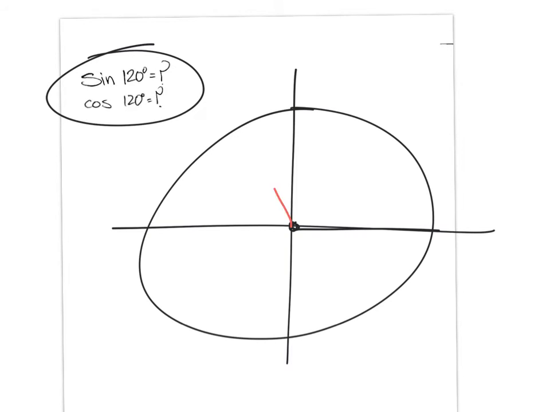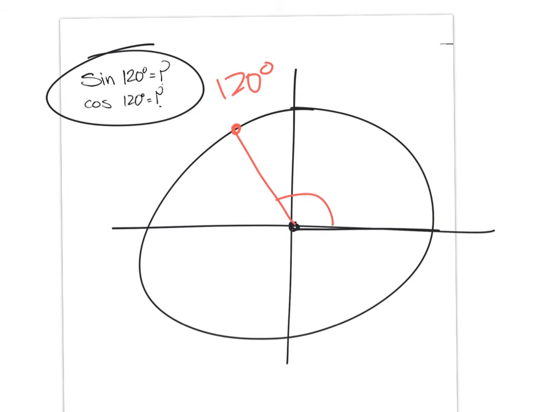So we're going to draw that. See how that 90 degrees right here is split up into thirds, right? So where were we? Right here. All right. So there's a 120 degree angle.